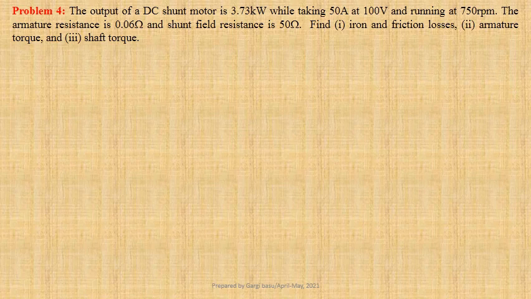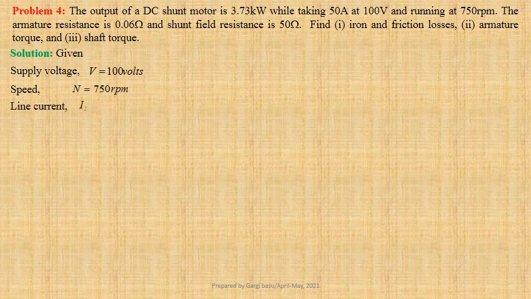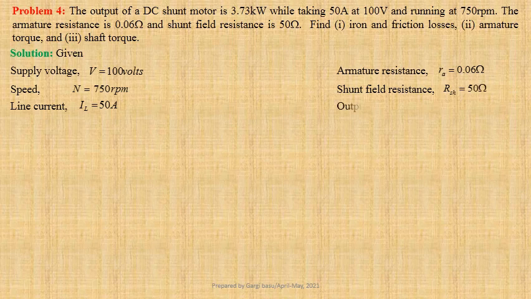Let us first jot down the given data. Supply voltage V equals 100 volts. Speed of the motor N equals 750 rpm. Line current IL equals 50 ampere. Given armature resistance RA equals 0.06 ohm. Shunt field resistance RSH equals 50 ohm. Output power PO equals 3.73 kilowatt.